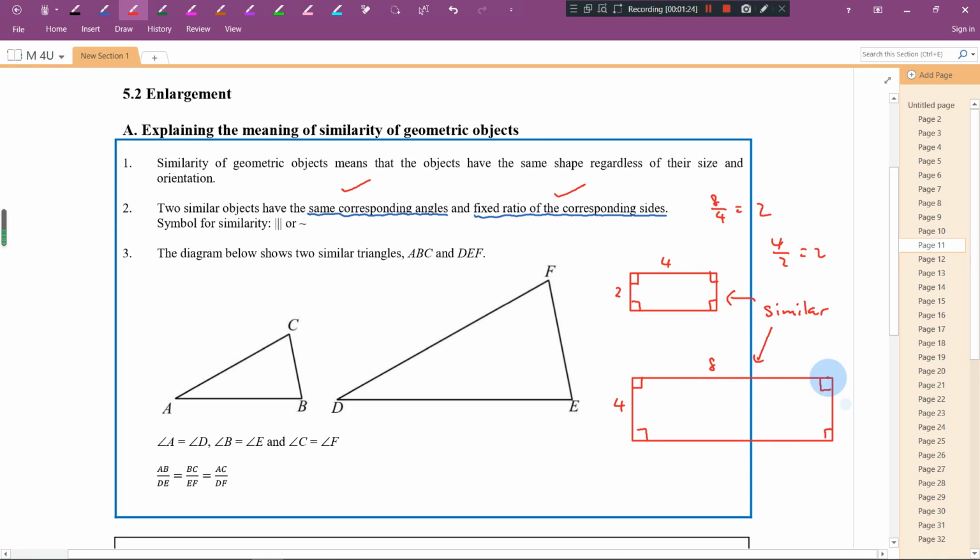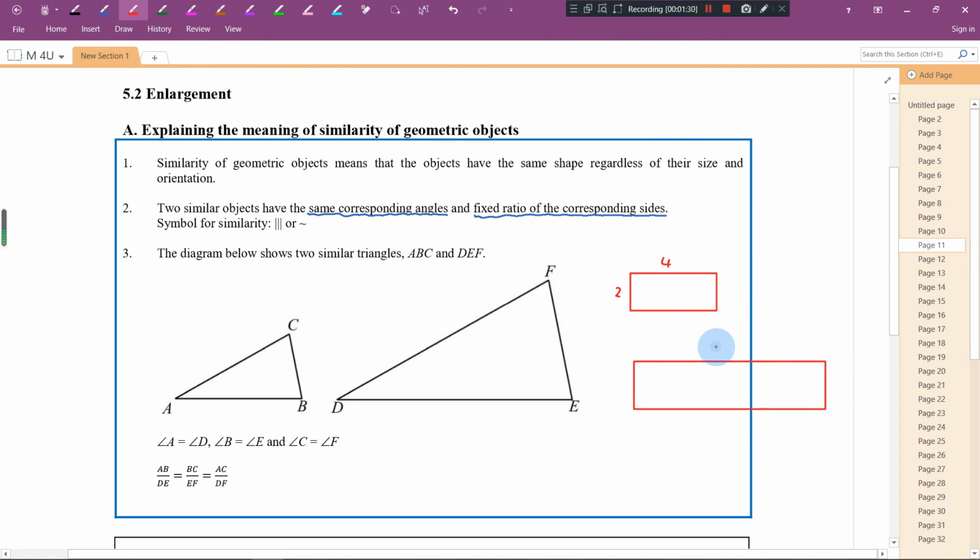Okay, let me change the measurements of this rectangle. Now the length here is still 8 units, and this actually becomes 3 units. Are these two rectangles similar? 90 degrees here, 90 degrees, 90 degrees, here 90 degrees. Same thing here, 90 degrees, 90 degrees. How about the ratio part? If you take 8 divided by 4, you get 2. 3 divided by 2, you get 1.5. This does not have the fixed ratio, right? So in this case, these two rectangles are not similar.